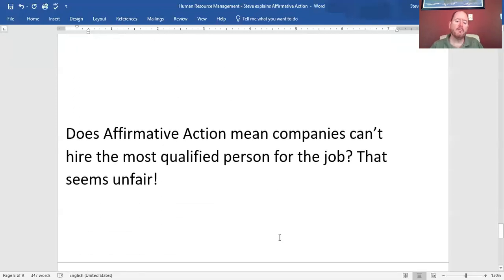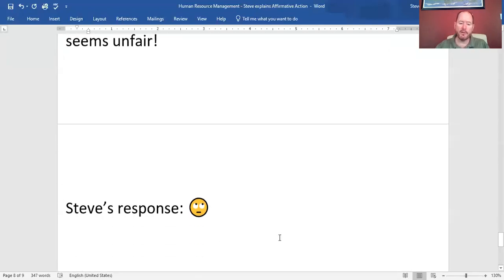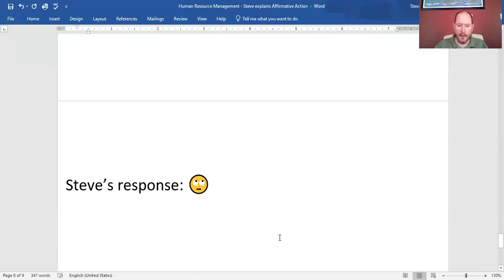Does affirmative action mean that companies can't hire the most qualified person for the job? That just seems unfair, okay? This is the argument that people often use against affirmative action. It's unfair. Companies are not hiring the most qualified person for the job. And my reaction is, yeah, a big eye roll. I can't even go into why that argument is not a good argument.